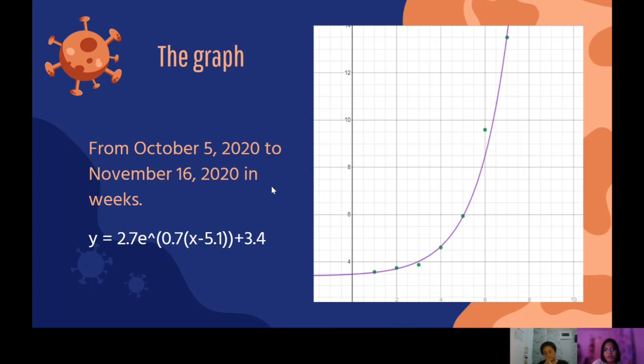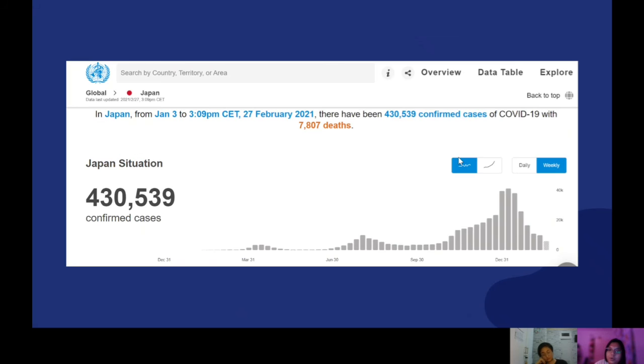If we see from the graph alone, or if we rely on this equation, we would assume that the number of confirmed cases in Japan would keep increasing over time at quite a fast rate, since the graph is quite steep. But if we observe the official data from WHO beyond November 16, 2020, we can see that our assumption is more or less correct. Yes, the cases do increase, but the rate of increase in the next 6 weeks is not as fast as we would assume from the graph that we made.